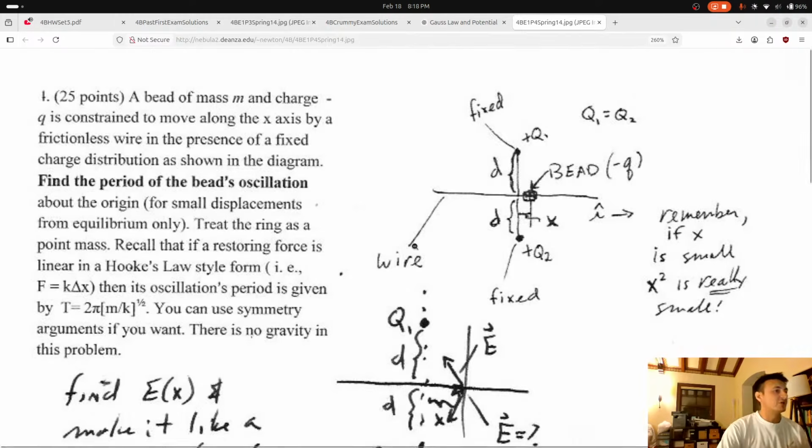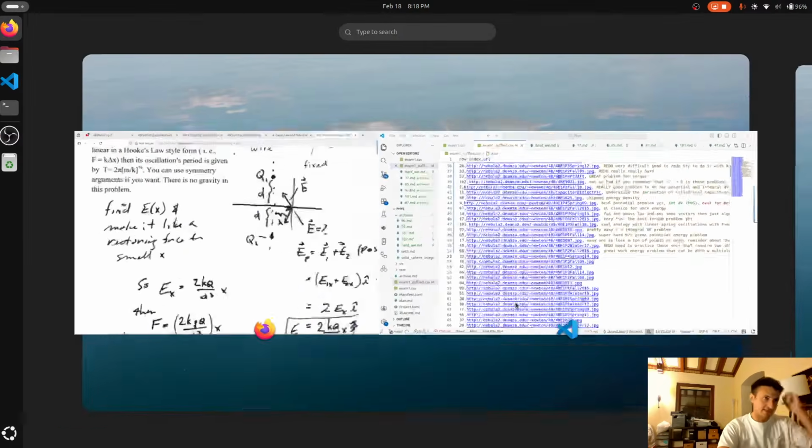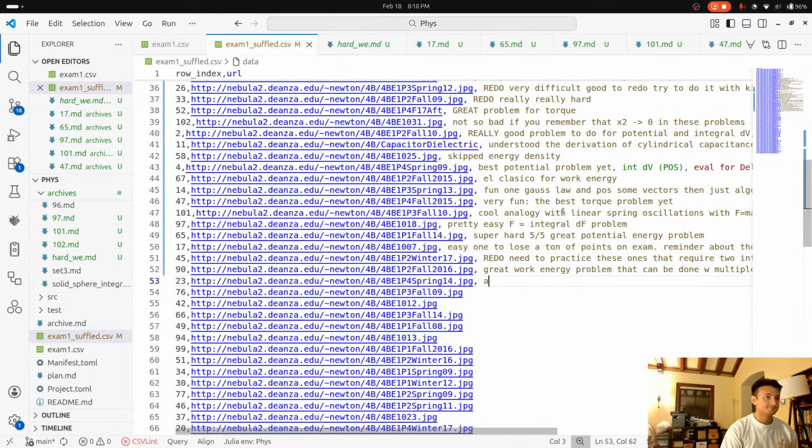Low-key that problem is so easy at this point. Yeah, I mean, this problem is like, at this point, so easy. Okay, so let's just keep going.